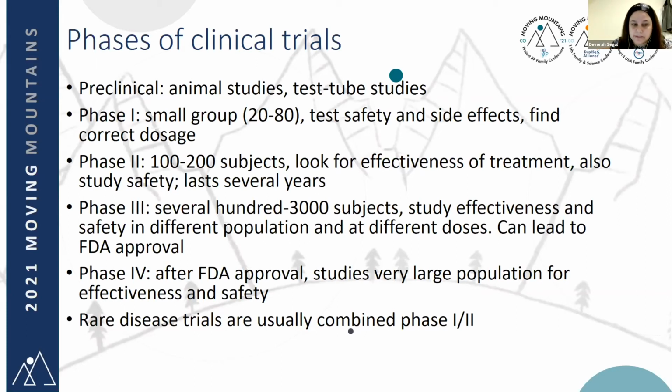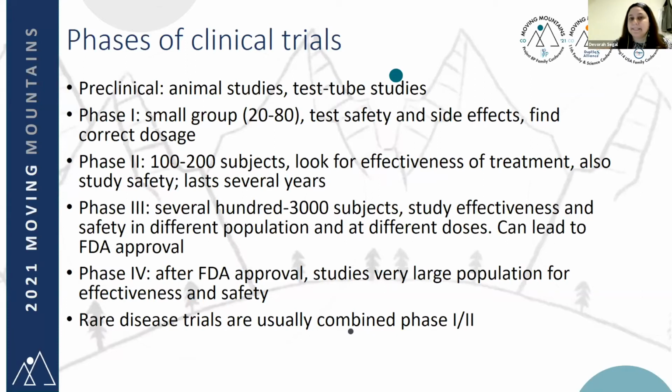Once they're done with phase 1, they move on to phase 2, which is usually a couple hundred subjects. And that's where they start looking to see if the medication actually works. They're still studying safety, they're still studying side effects, but that's where they're starting to look at, well, are we actually getting the results that we want? Phase 3 is where there are a few hundred to a few thousand patients. And again, they're studying the effectiveness and also watching out for side effects. And after the phase 3 stage is when medications are submitted to the FDA for approval, medications or device.